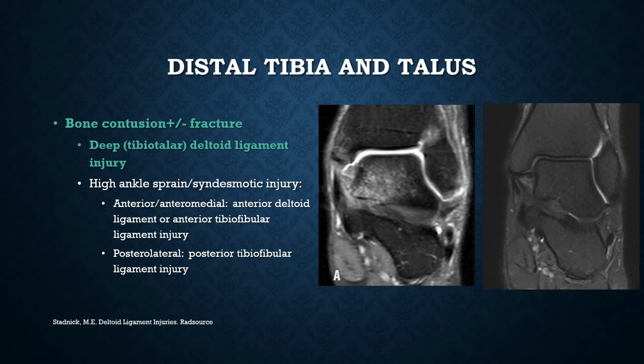If the pattern of bone marrow edema is located higher up and obviously more laterally, you have to consider whether you have an injury related to a high ankle sprain or injury to the syndesmotic apparatus, which would involve the anterior or anteromedial aspect, the deltoid ligament, or anterior tibiofibular ligament injury, or posterolateral aspect, the posterior tibiofibular ligament.